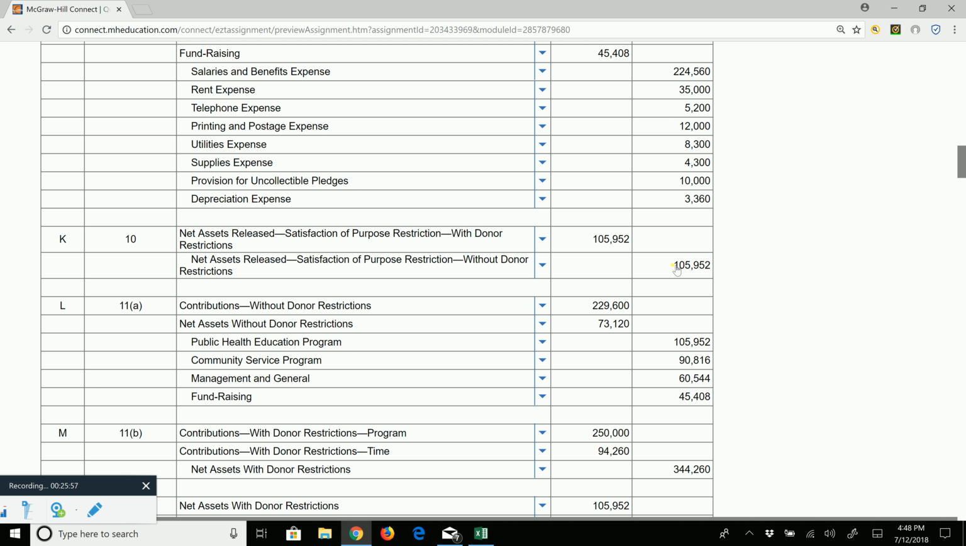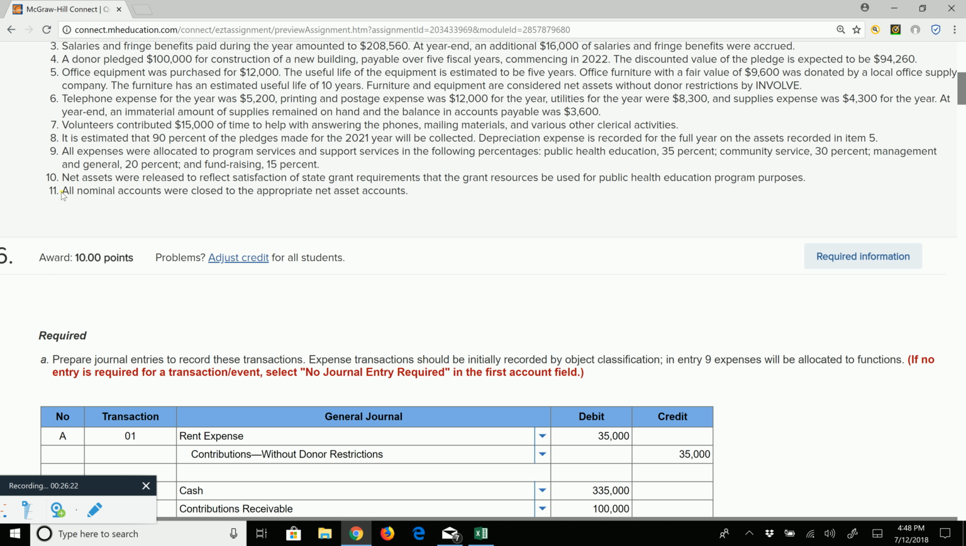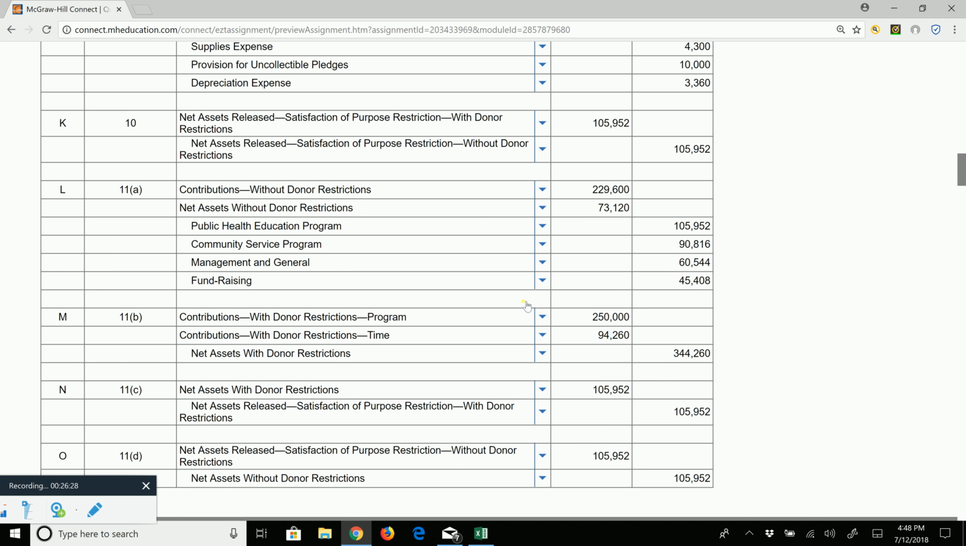So the journal entry would be as follows: debit net assets released, with donor restriction. So that goes down. And then we will credit net assets released, without donor restriction. That category goes up. All right, and I'm going to show you the financial statements in a few moments. All right, and then last but not least, number 11, we're basically saying all the nominal accounts were closed. So we're basically closing all of the operating statement accounts. And we will do so as follows.